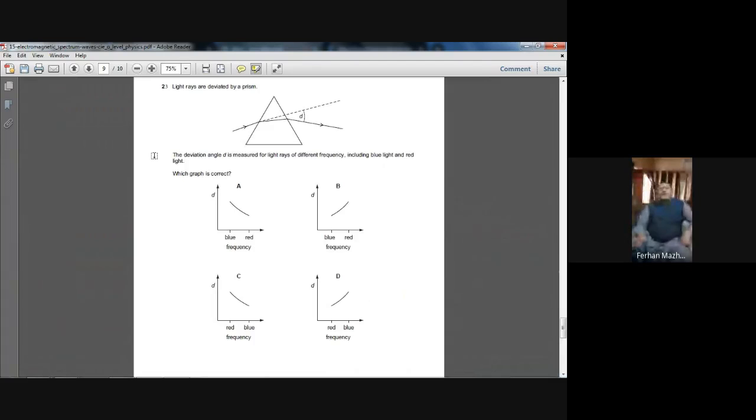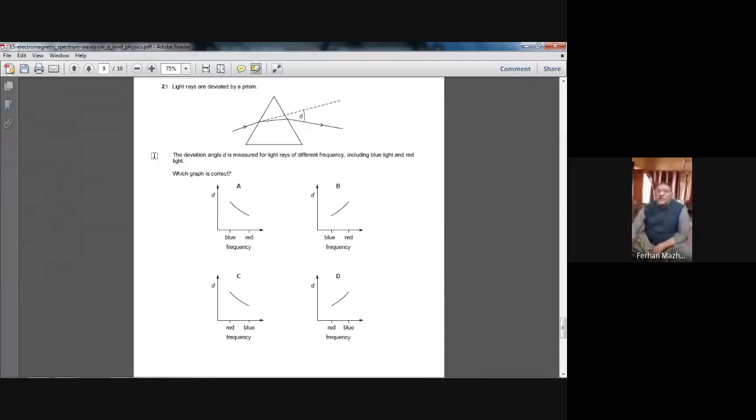You see, we have to reduce the size. Light rays are deviated by a prism. The deviation angle D is measured for light rays of different frequencies, including the blue light and the red light. Which graph is correct?